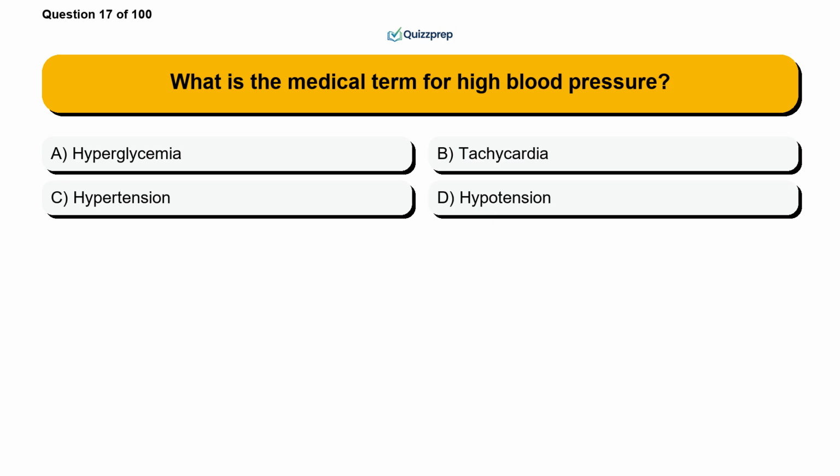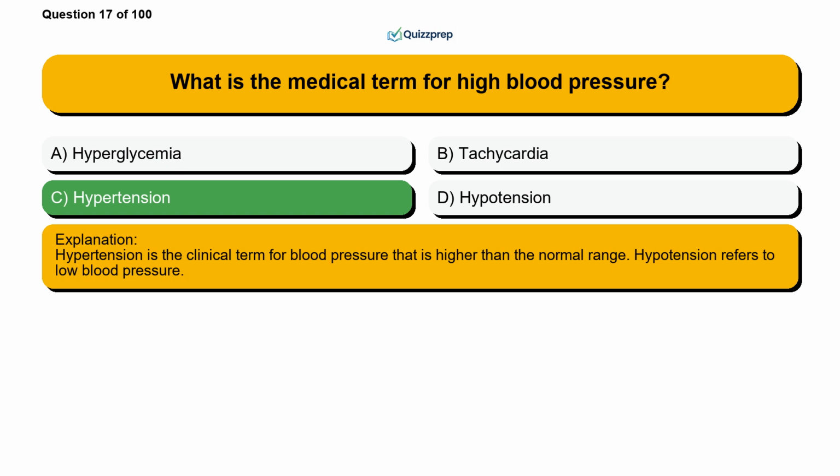Question 17. What is the medical term for high blood pressure? Option A, hyperglycemia. Option B, tachycardia. Option C, hypertension. Option D, hypotension. The correct answer is option C, hypertension. Hypertension is the clinical term for blood pressure that is higher than the normal range. Hypotension refers to low blood pressure.